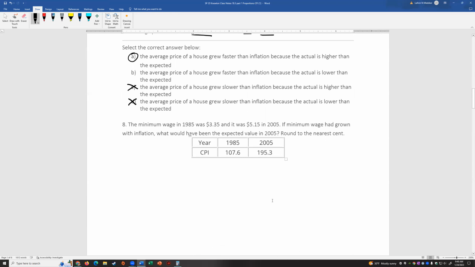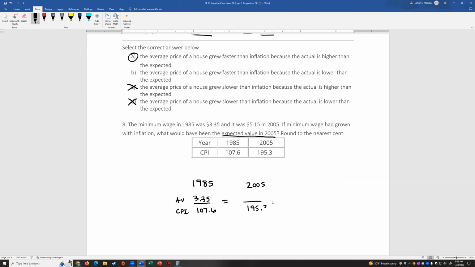Number 8 says the minimum wage in 1985 was $3.35, and it was $5.15 in 2005. So those are both actual values. It said if minimum wage had grown with inflation, what would have been the expected value in 2005? So even though we know this is 5.15, we want to know what we should have expected based on CPI. So this is one where we have been given too much information, essentially. We only need to use the $3.35, and we're going to compare, put that over at CPI, what the expected outcome should have been if inflation was followed.